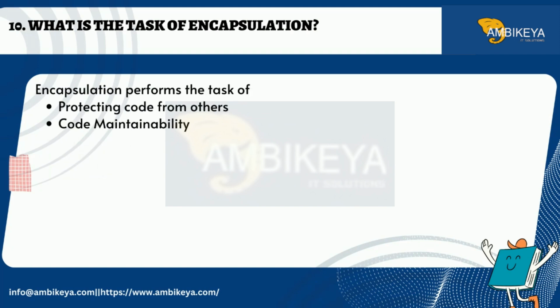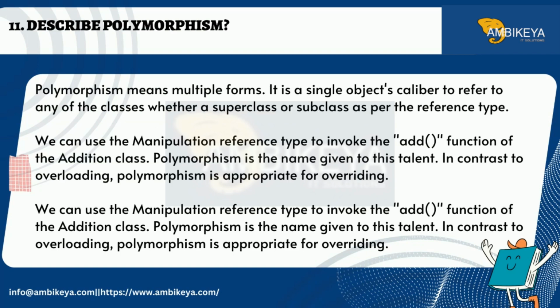What is the task of encapsulation? Encapsulation performs the task of protecting code from others. Code maintainability. Describe polymorphism. Polymorphism means multiple forms. It is a single object's capability to refer to any of the classes, whether a superclass or subclass, as per the reference type. We can use the reference type to invoke the add function of the addition class. Polymorphism is the name given to this ability.